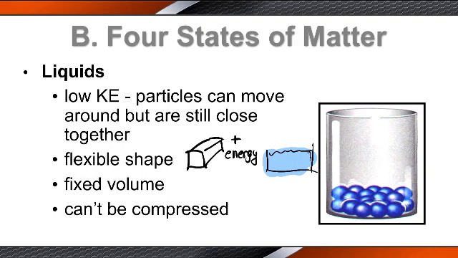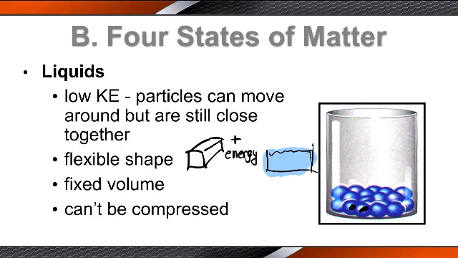Now, why did it change its shape? Because we added some kinetic energy to it. There's still not a great deal of kinetic energy, but the particles here are vibrating around more and more because we've added kinetic energy to it. It's not enough that they separate and start moving around freely in the room, but they are able to slide and move past each other a little more freely.